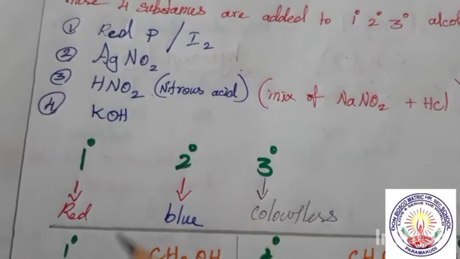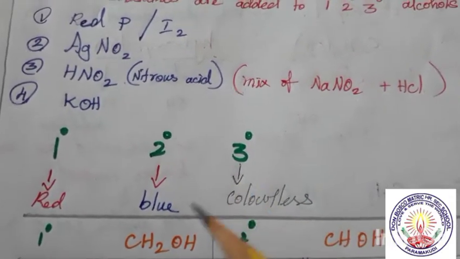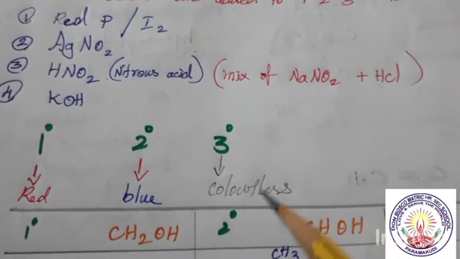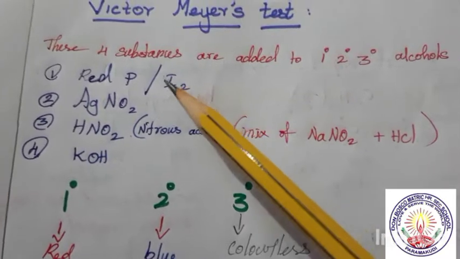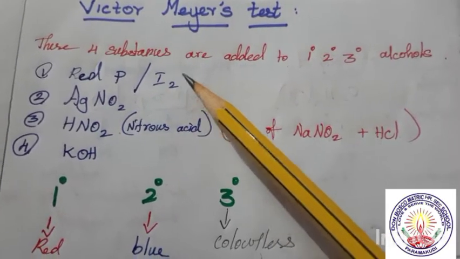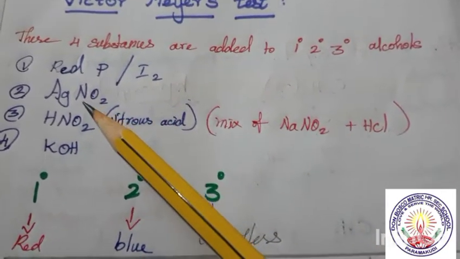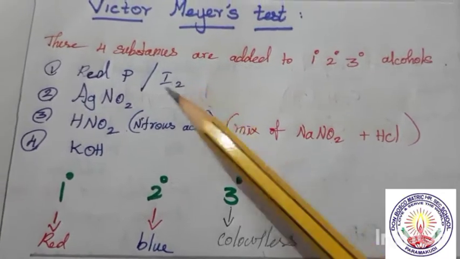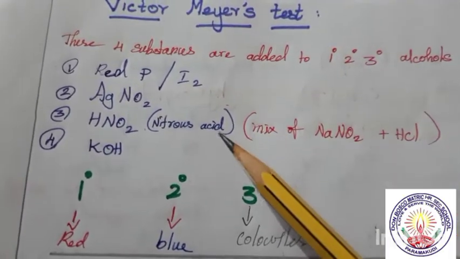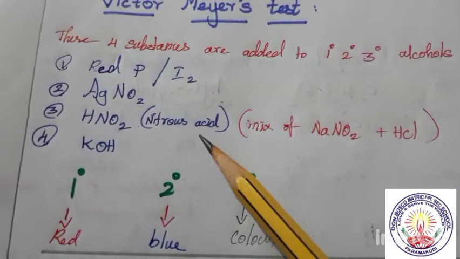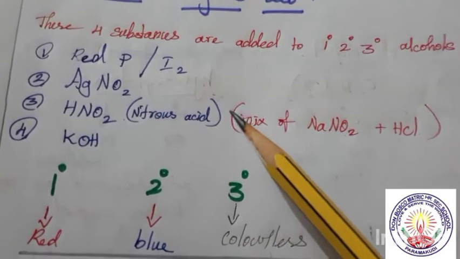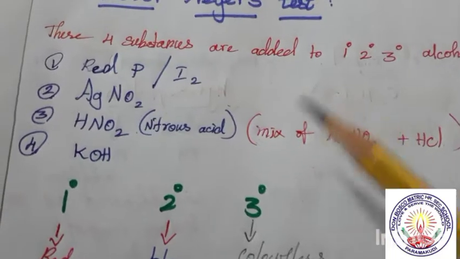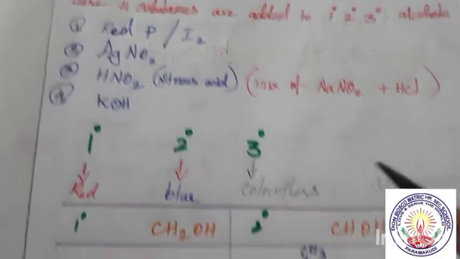And these are the 3 things: primary, secondary, tertiary alcohols. The primary will be red in color, the secondary will be blue in color, the tertiary will be colorless. First we add red phosphorus or iodine. Second we add silver nitrate. Here we will not see any change, but after we add this nitrous acid to the nitroalkanes, we will start seeing the colors.